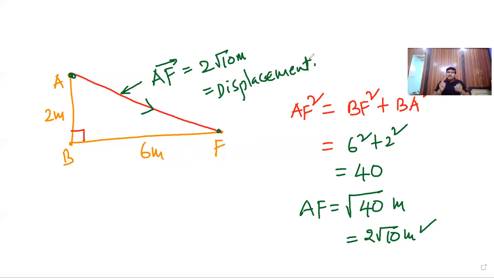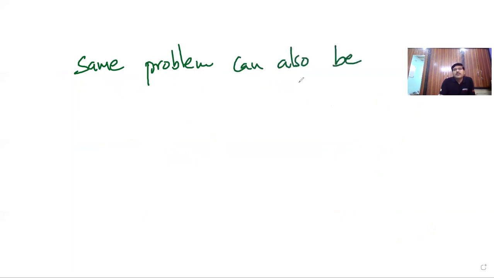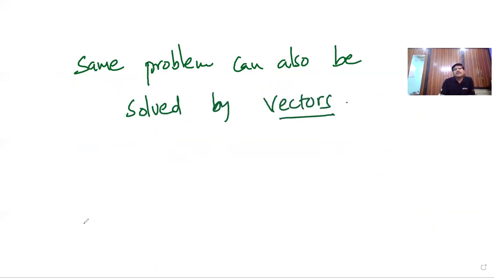Okay. Now this problem can also be solved by means of vectors. Let us see the vectors. Remember this magnitude. Direction is A to F, magnitude is this. Let us check whether we get the same magnitude or not. Okay. So, same problem can also be solved by vectors, making use of the vectors.